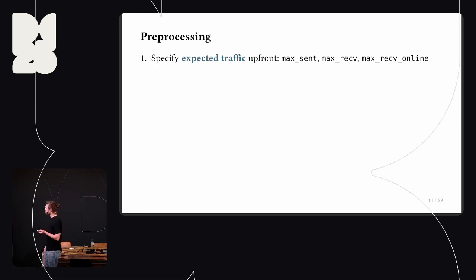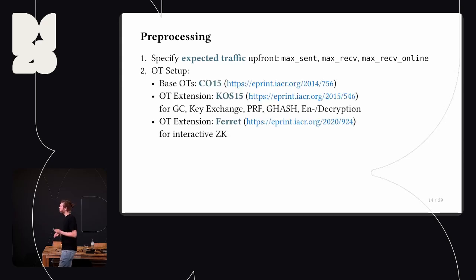So first we ask the developer to specify the expected traffic amount. We have these values, max send and max receive online. Basically, we ask you to tell us how many bytes you're expecting to send to the server and how many bytes you're expecting the server to respond. Based on that, we do the pre-processing, because we need some sort of gauge of how much we need to pre-process. And once we know that, we start our OT machinery.